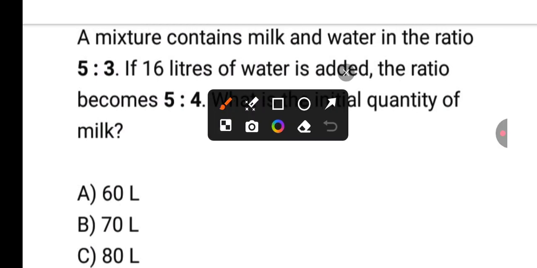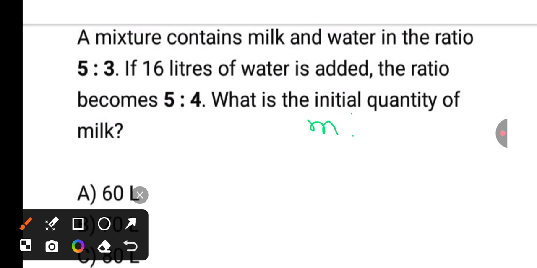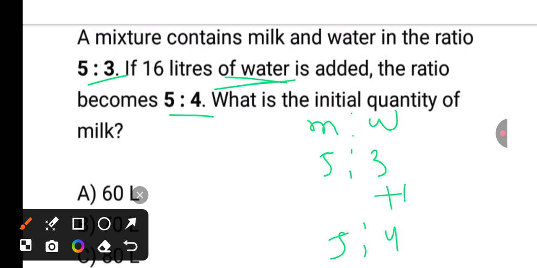Now see, the shortcut. Milk, water. Initial ratio is 5:3. Final ratio is 5:4. We are adding the water. How much? Plus 16 liters. If we are adding water, it means milk remains the same. Milk is initially 5 parts, finally 5 parts. So no need to balance the ratio.